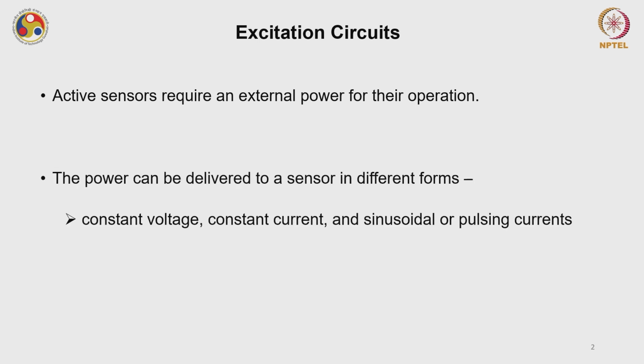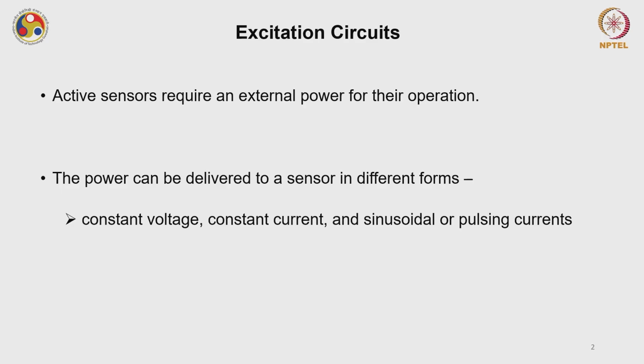So let us learn what an excitation circuit is. The origin of this excitation circuit lies in our first module, where we discussed the active sensors. All active sensors actually require an external power supply. If you remember, we defined two types of sensors, active sensors and passive sensors, based on power supply. So active sensors require an external power source for their operation, maybe in nanowatts or microwatts, it doesn't matter, but if it requires one, it's an active sensor.